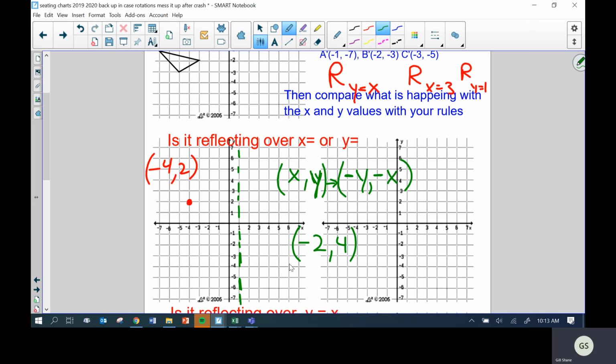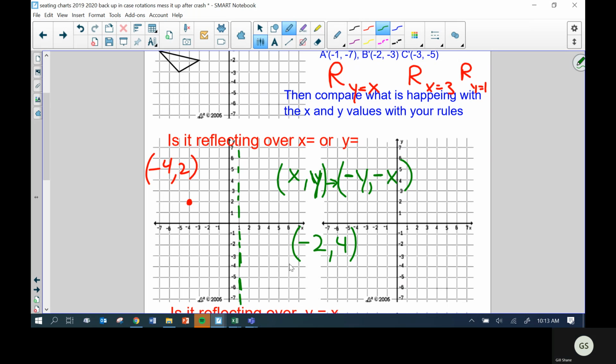So the rule, by the way, if you didn't hear, the rule for this is reflecting it over Y equals -X. So if you want to look at that rule, you'll see for that one, what happens is they flip the order and they change the sign of both variables, which is what we just did here. We flip the order and we change the sign of both.